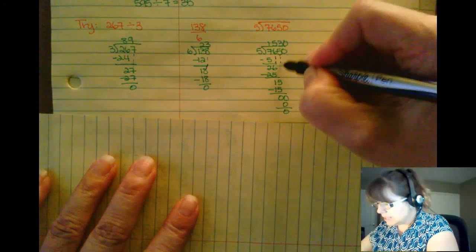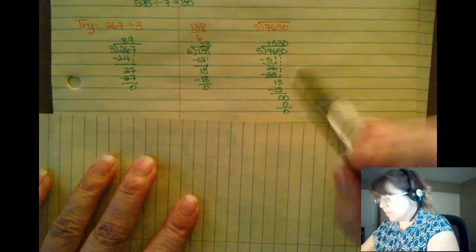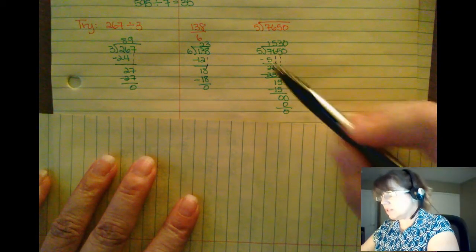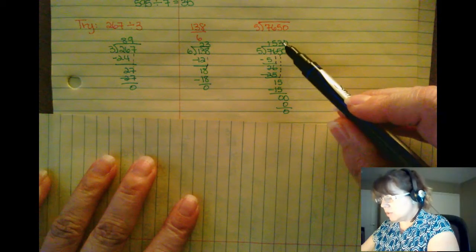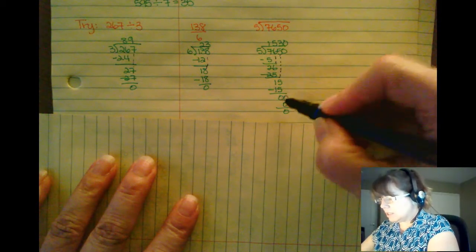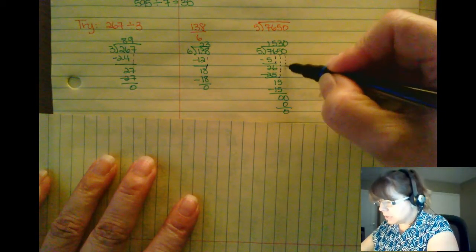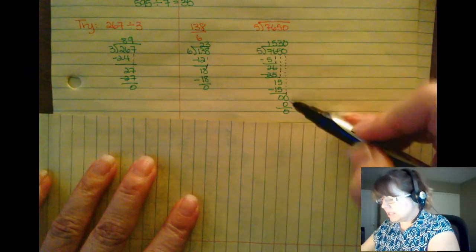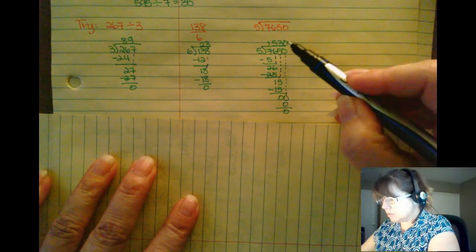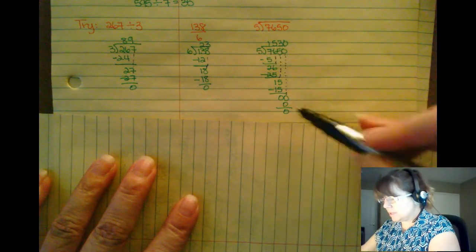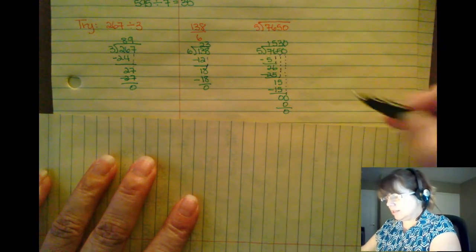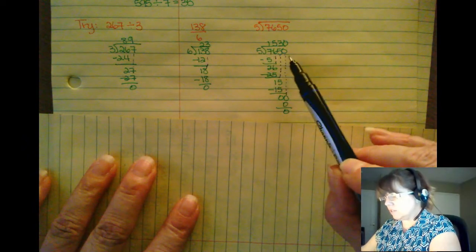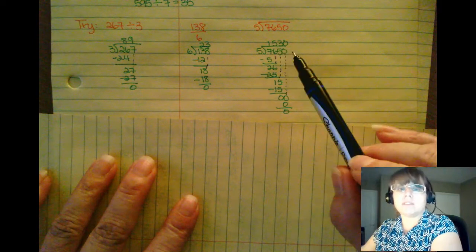Bring down the next digit in our dividend. 5 goes into 15 3 times. 3 times 5 is 15. We're left with a 0. But we're not done, because our dividend still has one more digit. 5 goes into 0 0 times. Write the 0. 5 times 0 is 0. And now we're done. So the final answer is 5 goes into 7,650 1,530 times.